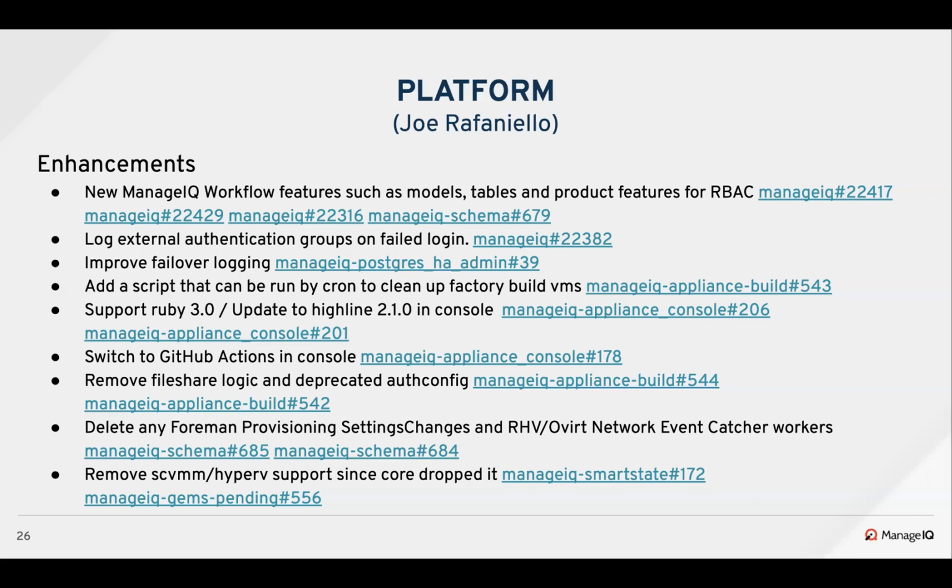For data migrations, Adam removed some Foreman provisioning settings and RHV event network event catcher workers that may still exist in a database. And finally, I removed some missed deletions in the Hyper-V removal, both in SmartState and GEMS pending. Next slide.